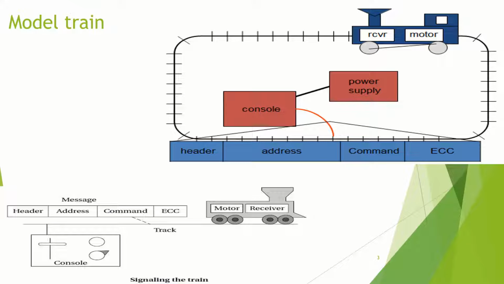The electrical power for the train will be received from the two rails of the track, and the control box can send signals to the train over the tracks by modulating the power supply voltage. This mechanism is shown in the diagram. The train will consist of the motor for the motion of the train and the receiver which is responsible for receiving the messages. The message will consist of the header, address of the receiver, command, and ECC, which is error correction code.